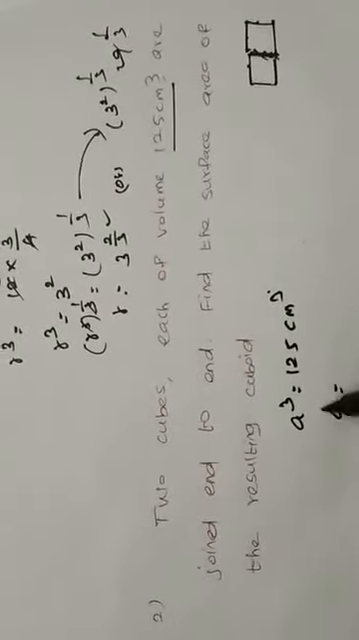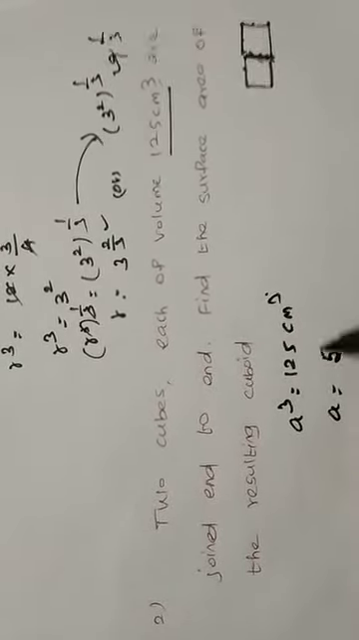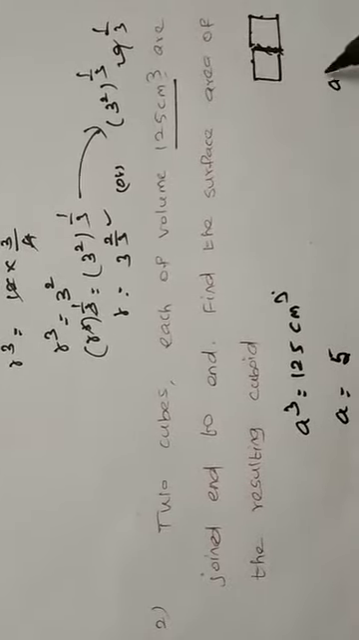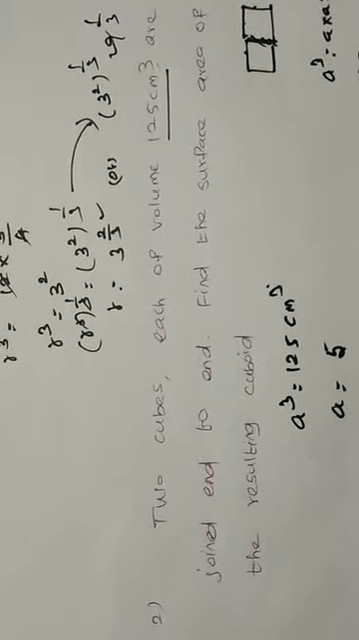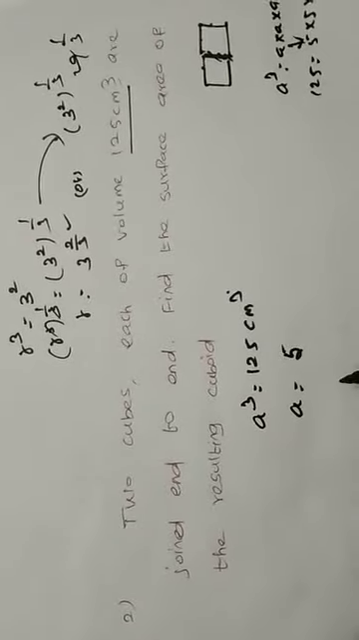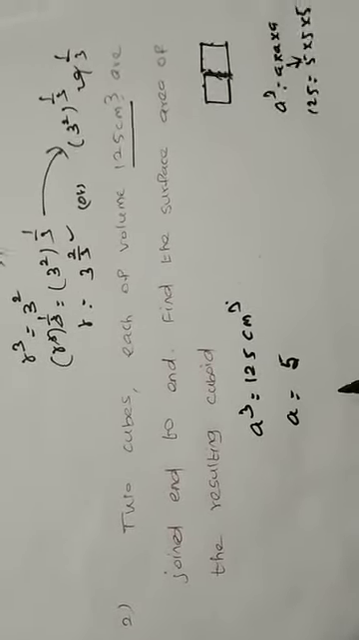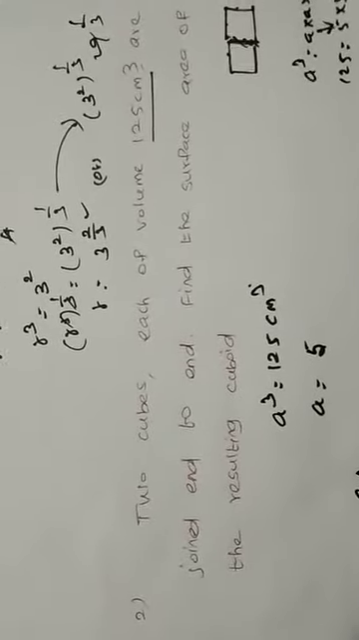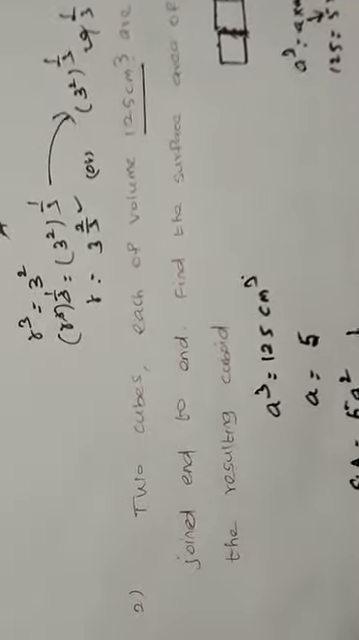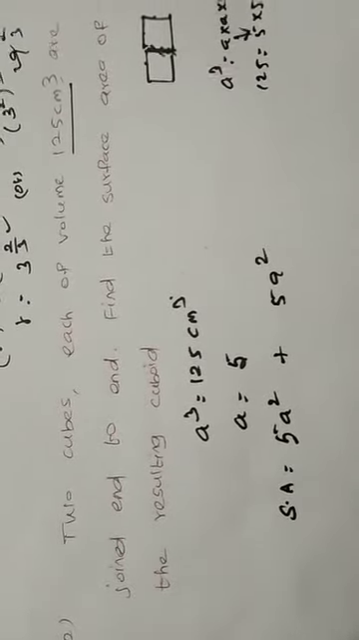So a equals the cube root of 125, which is 5, because a power 3 equals a into a into a, and 125 equals 5 into 5 into 5. By this, the value of a is 5. After that we need to find the surface area. For one cube we have 5 faces, and for the other cube also 5 faces. So 5a squared plus 5a squared.